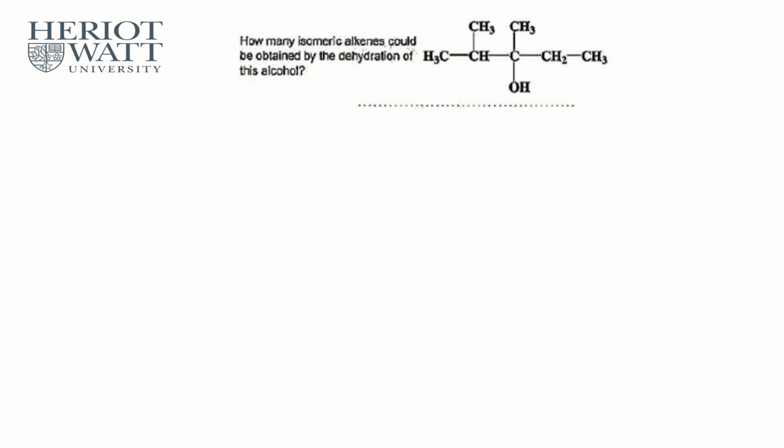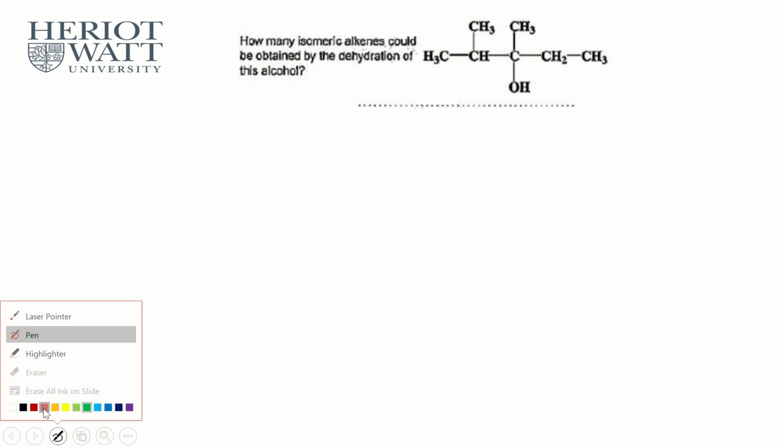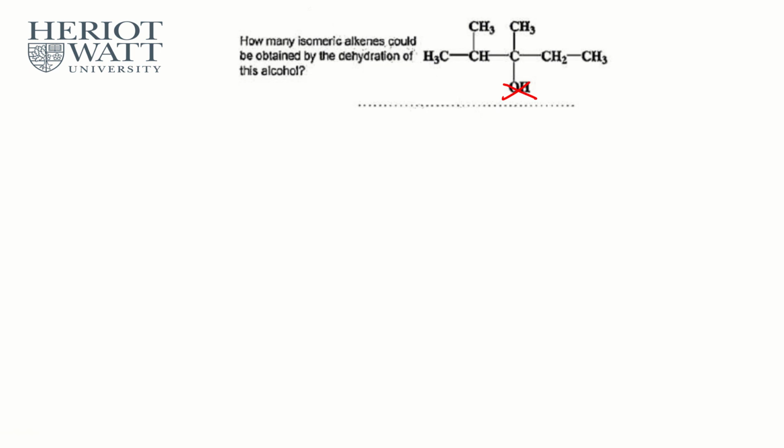Right? So next, how many isomeric alkenes could be obtained by the dehydration of this alcohol? Now the structure given here, again, I'm removing the OH. Next, I'm going to remove a hydrogen from the adjacent carbon. So I have to label them. This is the alpha, adjacent, adjacent, adjacent. Right? So, are all 3 different?